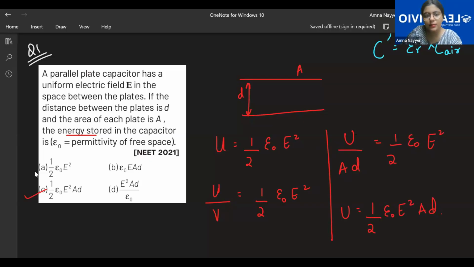The difficulty is that many students tend to mark the A option, seeing the term energy stored, because this is the formula that is studied. But here only energy is asked. When energy density would have been asked, then this would have been the answer. But this isn't, because energy stored in the capacitor is asked. Write it quickly. One more question we'll do.